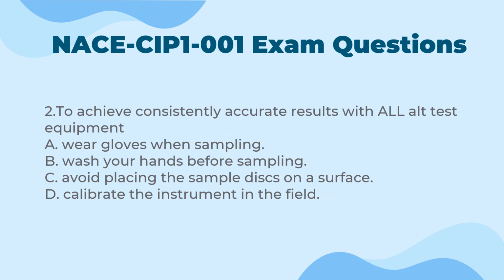2. To achieve consistently accurate results with all ALT test equipment: A. Wear gloves when sampling. B. Wash your hands before sampling. C. Avoid placing the sample discs on a surface. D. Calibrate the instrument in the field.